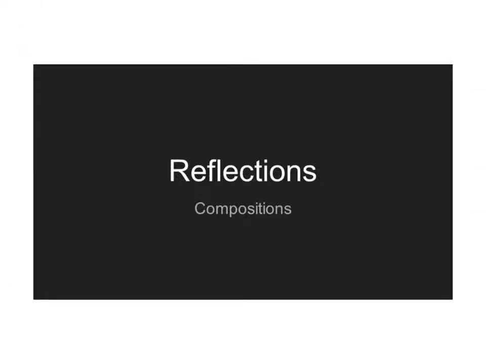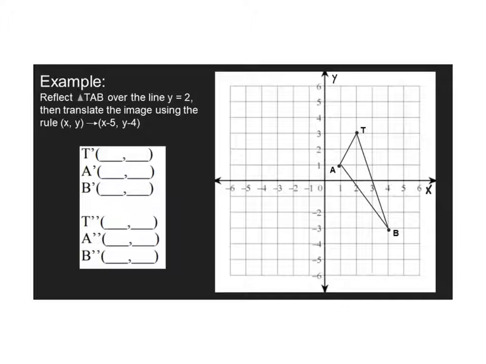This video will show you how to do compositions that include reflections, so it just means I'm going to do multiple transformations in a row. For this composition, I have to do two types of transformations.